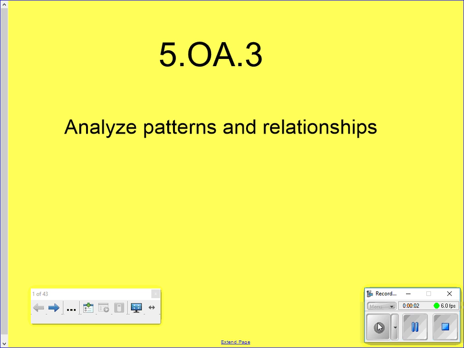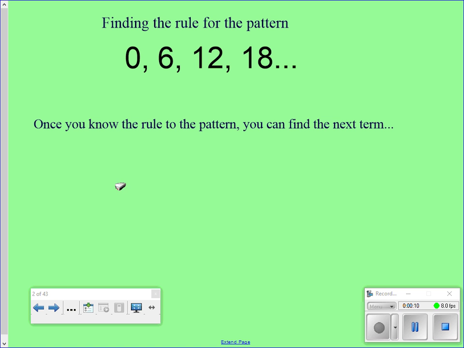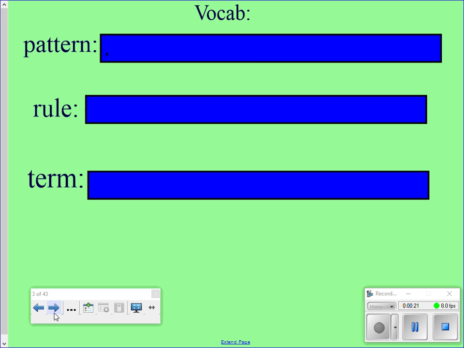In this lesson, we're going to be looking at analyzing patterns and looking at relationships between two patterns. So first of all, here I have a simple pattern. The first thing we're always going to do is look for the rule to the pattern. But before we get there, we need some vocabulary.